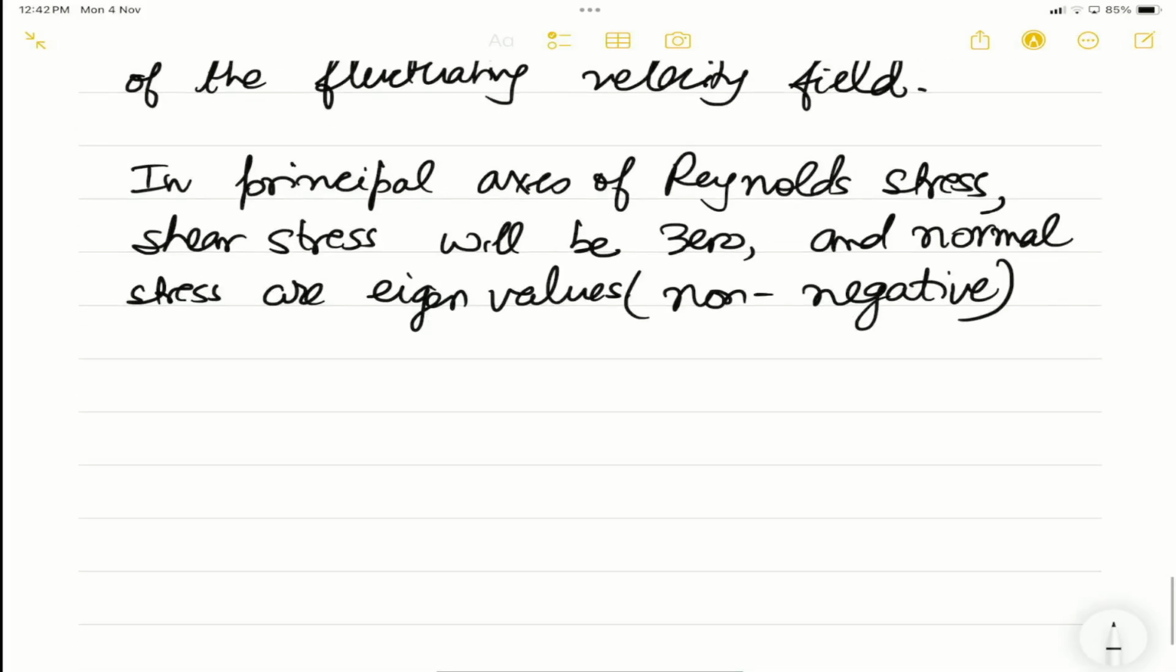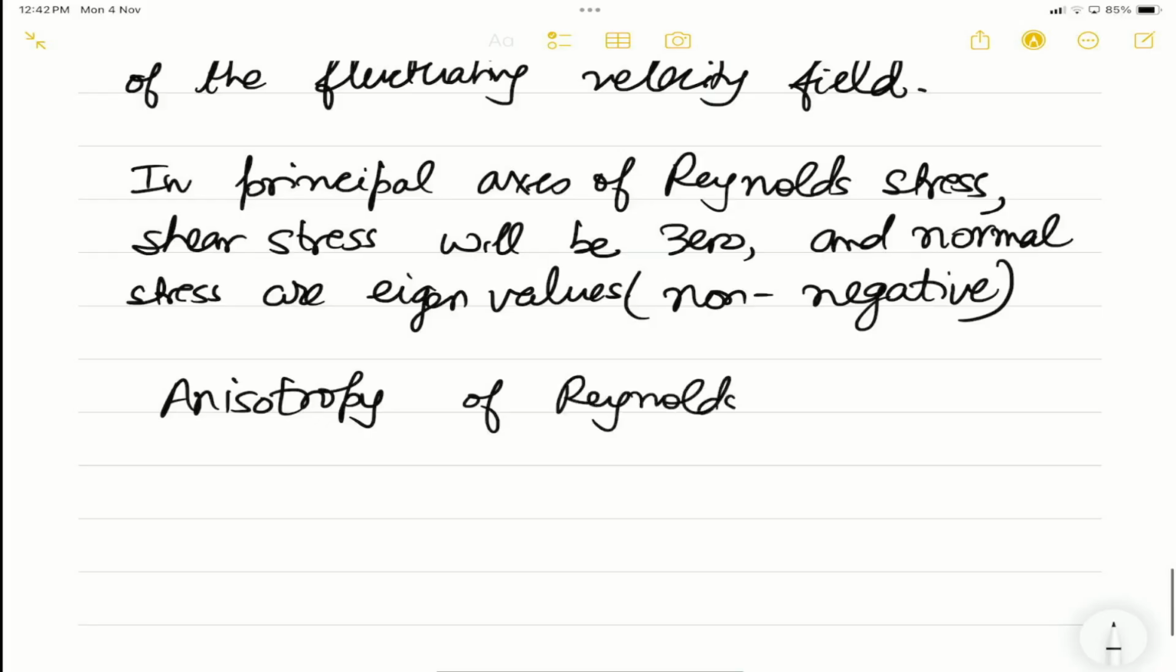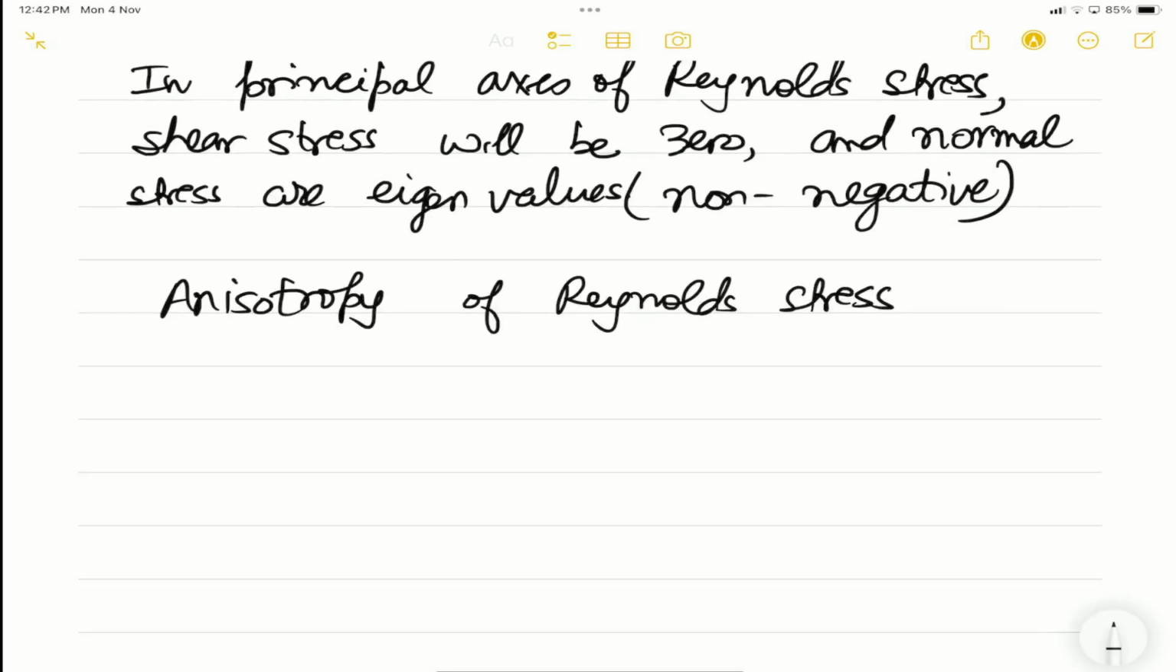Now, let us look at another term. We have already seen some of it. Let's look at the Ni.